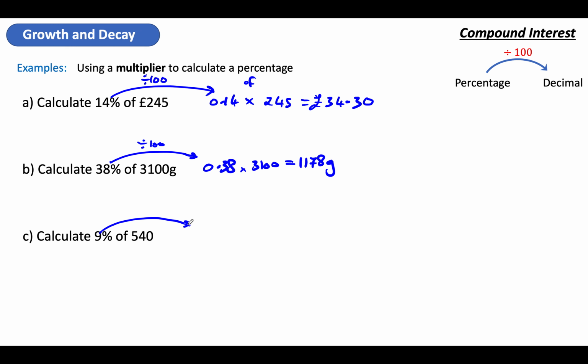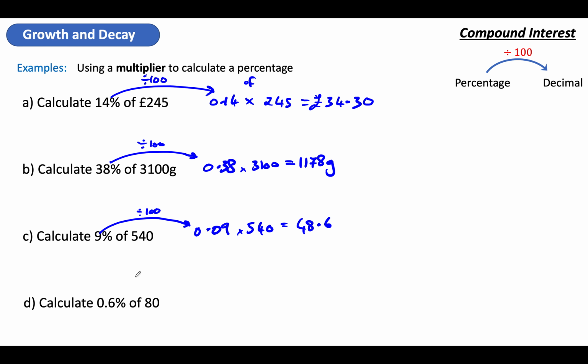Right, 9% of this amount, well, we divide it by 100, and that is 0.09. And we times that by the 540, which is 48.6. And there's no units on here, so it's just 48.6.